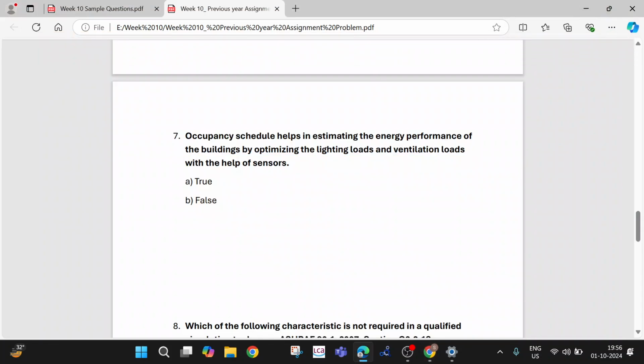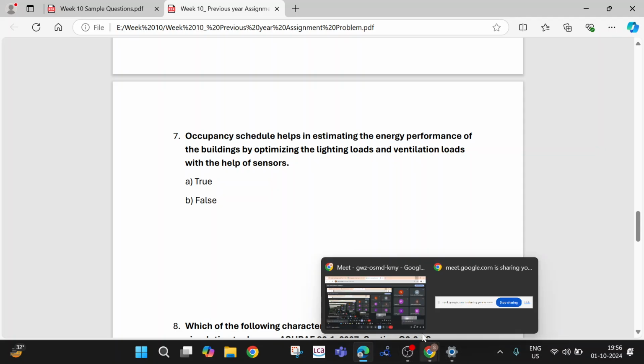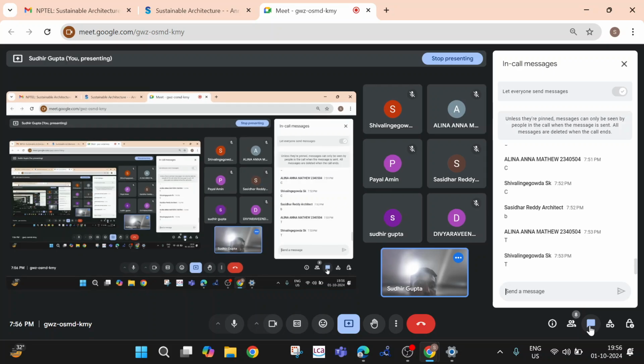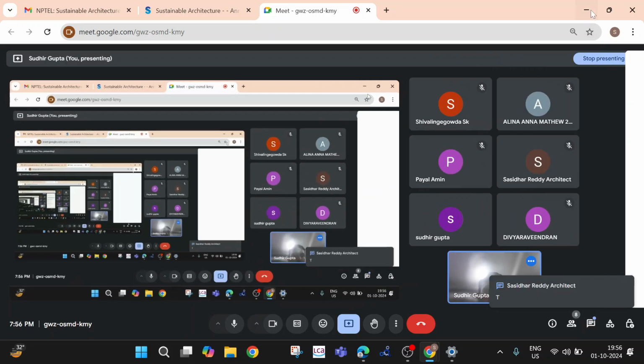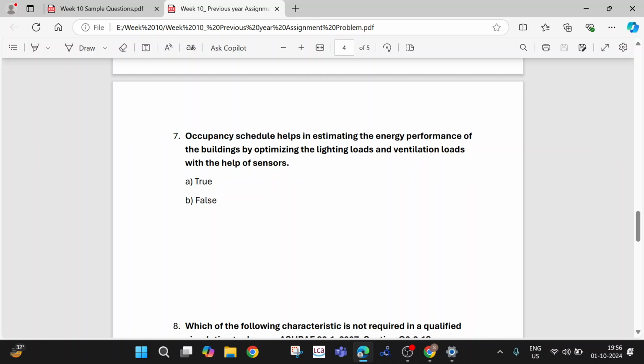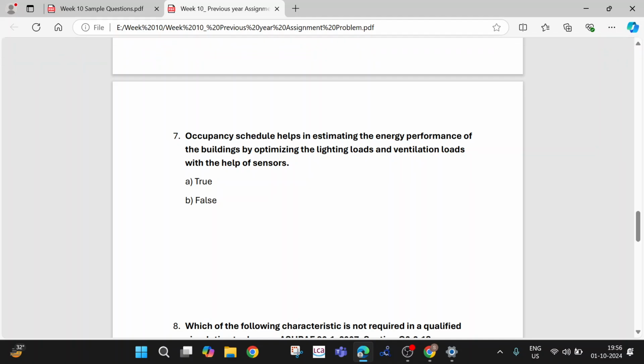Sorry for the interruption. So the answer to this question, I think you have given in the chat box or not. Yes, Elena is also saying two. So two is the right answer. When we provide this occupancy schedule in your whole building simulation, it helps in estimating the energy performance of the buildings by optimizing the lighting loads as well as ventilation loads with the help of sensors. That's fine. So let's move to the next question then.